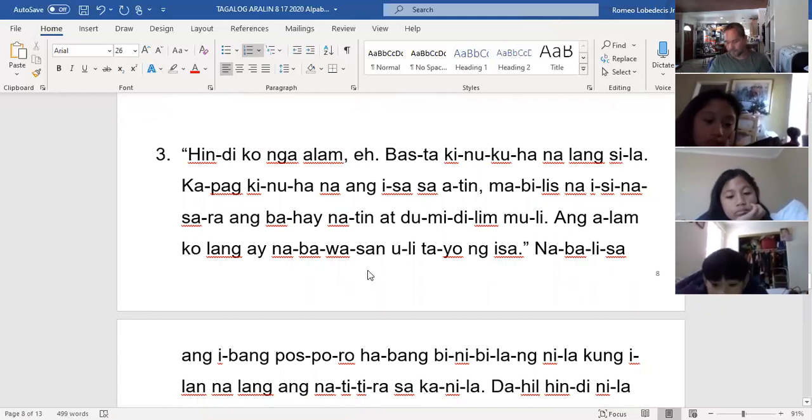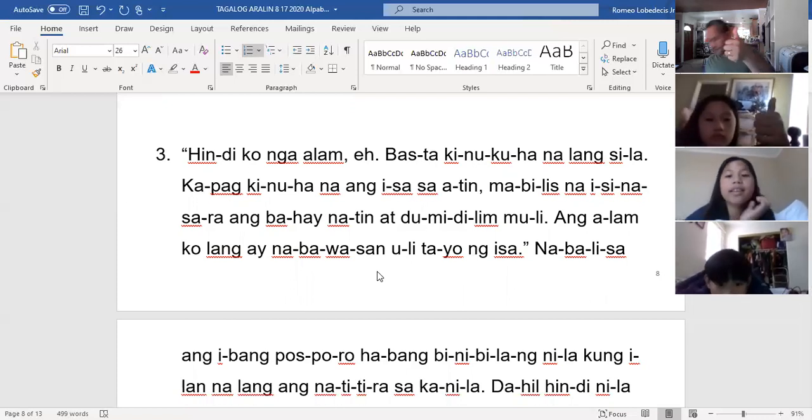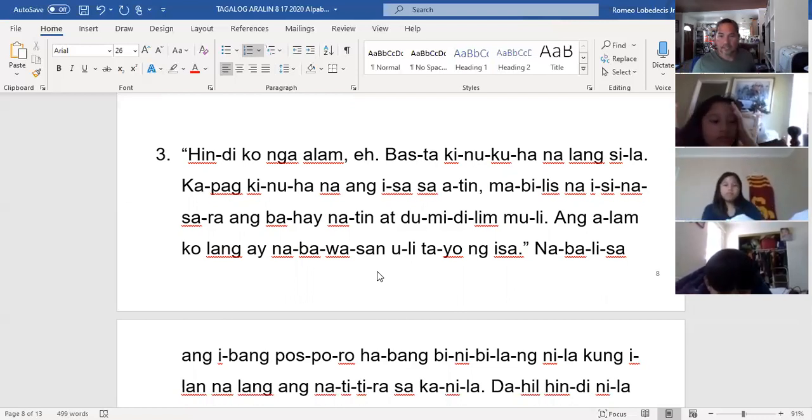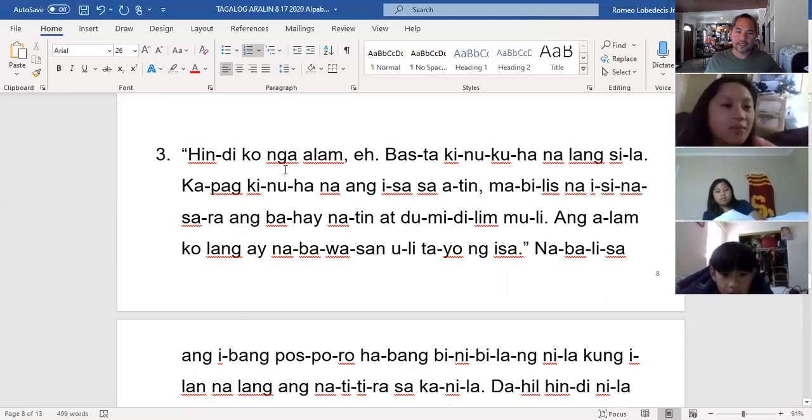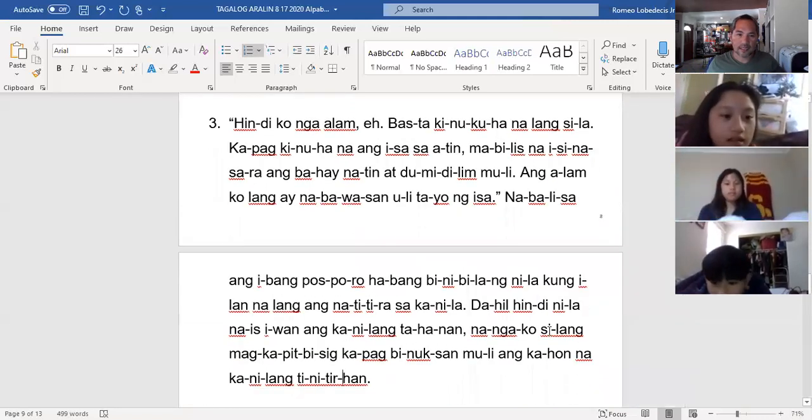But we're going to do it slowly. Okay? Are you with me? Are you with me? Okay. Ate Fiona, you ready to read? Okay, read number 3. Let me make it smaller pa. Yan. Okay.